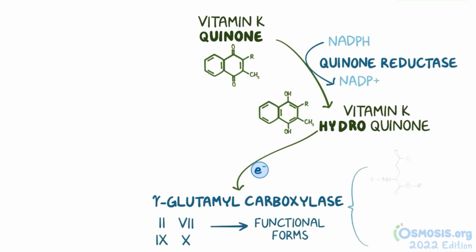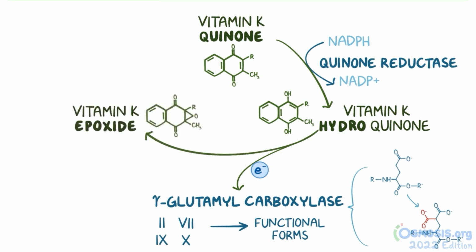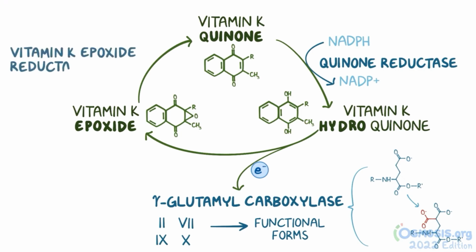Gamma-glutamyl carboxylase adds a carboxyl group, which is a chemical group made up of one carbon and two oxygens, onto the end of glutamic acid residues on the proteins. After the carboxylation step, vitamin K is in an oxidized form where it can accept electrons, and it's called vitamin K epoxide. Vitamin K epoxide gets converted back into vitamin K quinone by another enzyme called vitamin K epoxide reductase, or VKOR, which donates electrons to vitamin K epoxide using a thiol group. In this fashion, a single molecule of vitamin K can be reused many times.